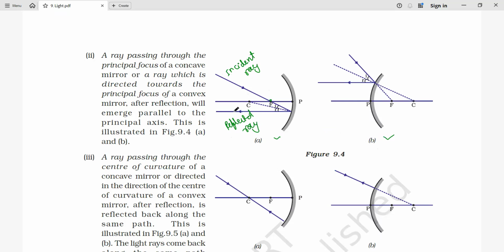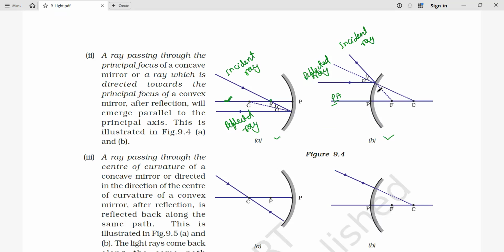After reflection it is parallel to the principal axis, not the focus. This is the principal axis. Similarly in case of convex, this is the incident ray, directed towards the focus, and when reflection happens, this reflected ray is parallel to the principal axis. Okay, these two rules. First one was: if it is coming parallel to the principal axis, after reflection it will pass through the focus, and here, opposite of that, if the ray is going to pass through the focus, after reflection it is going to be parallel to the principal axis.